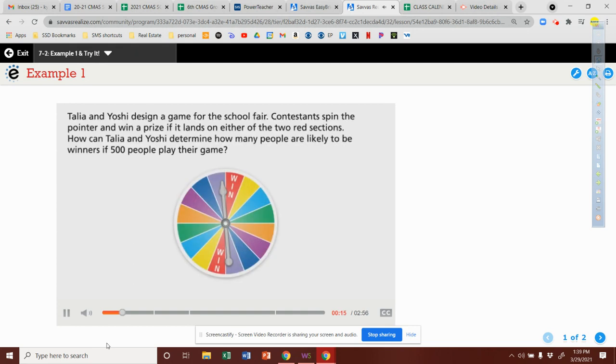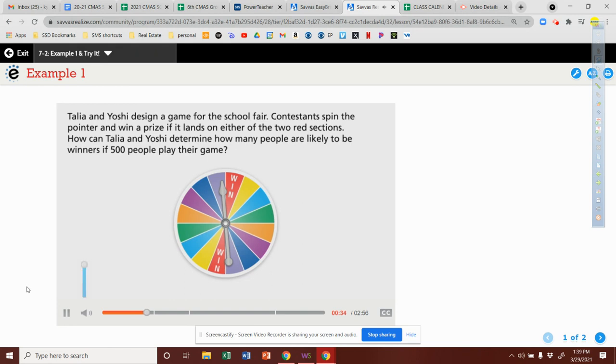Talia and Yoshi design a game for the school fair. Contestants spin the pointer and win a prize if it lands on either of the two red sections. How can Talia and Yoshi determine how many people are likely to be winners if 500 people play their game?